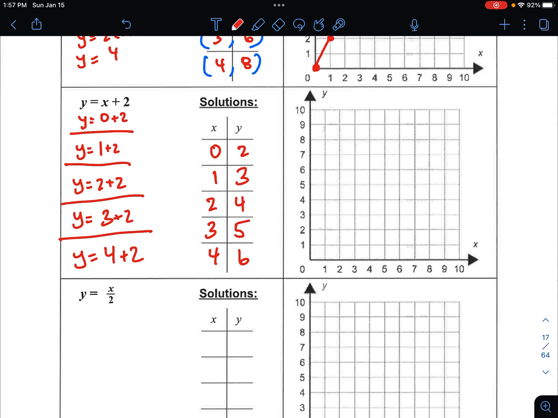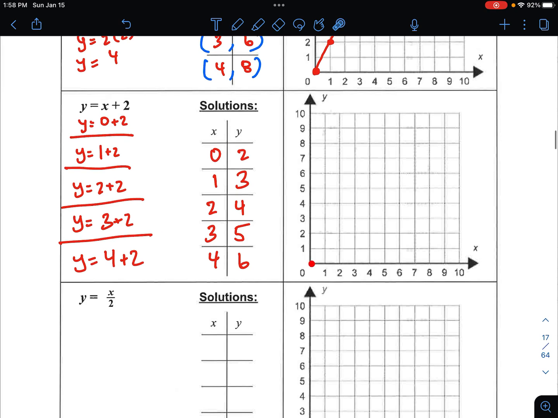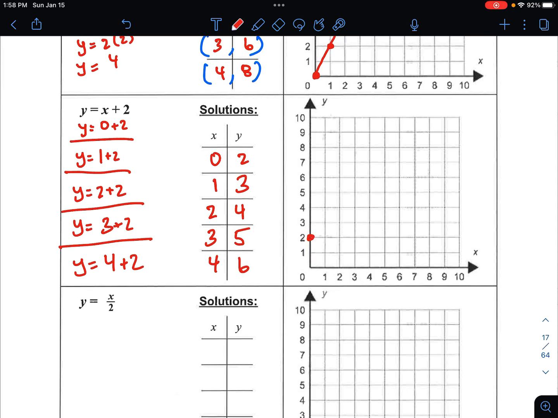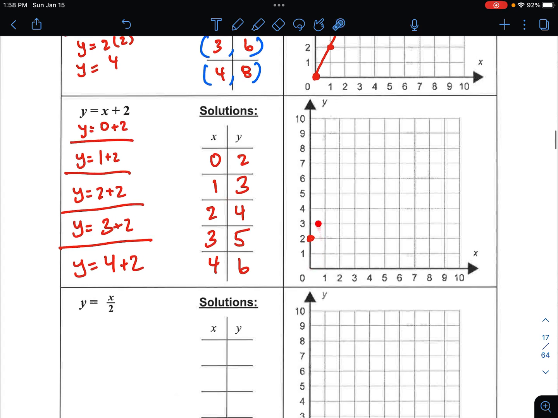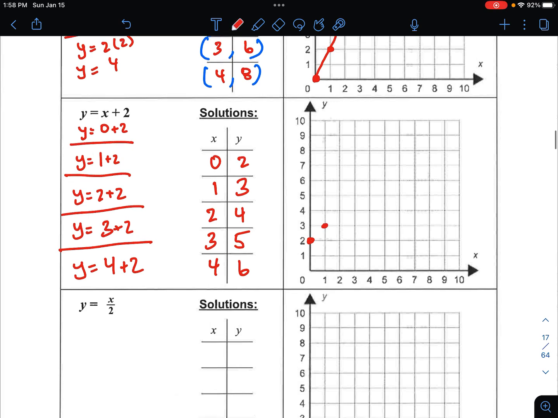So let's try graphing that. 0 and 2. 0 on the x, 2 on the y. That's right over here. 1 and 3. 1 on the x, 3 on the y. Looks like this. 2 and 4 is right here. 3 and 5 right over here. 4 and 6 over here. And guess what? The pattern is actually going to keep going. It would be 5 and 7. If you just chose those numbers, you would see it would make a straight line that looks like that.